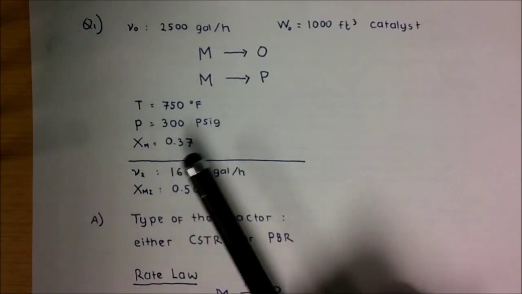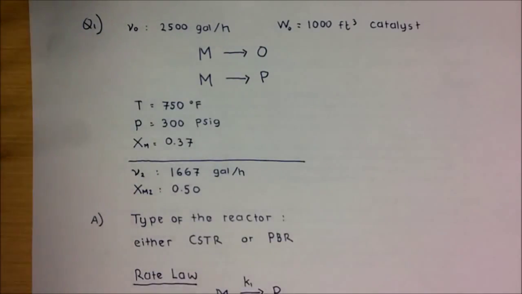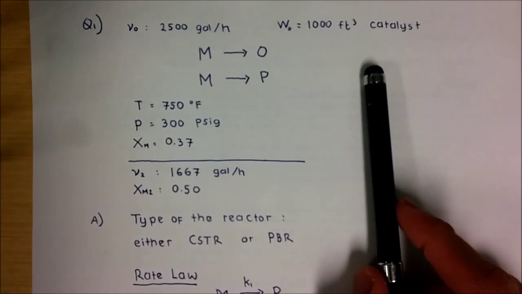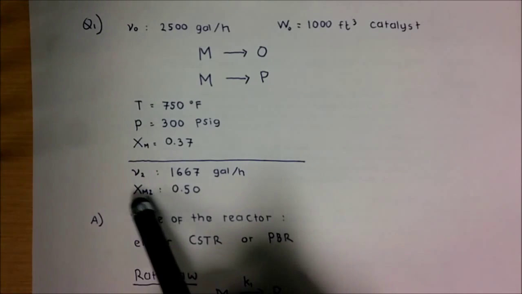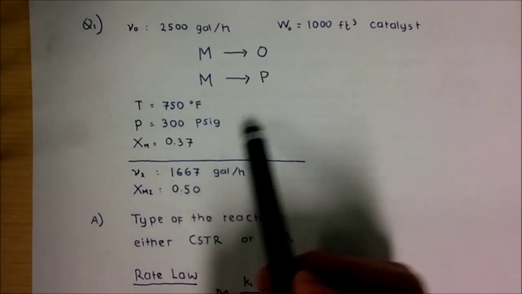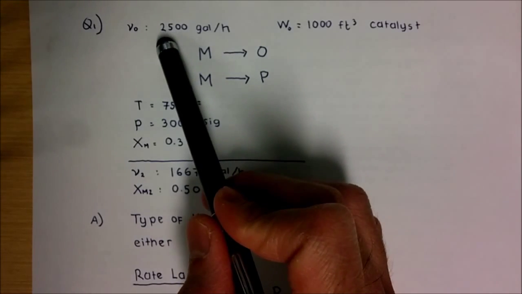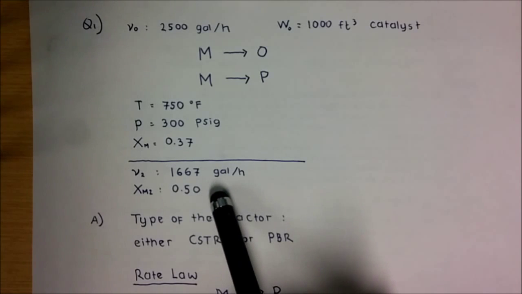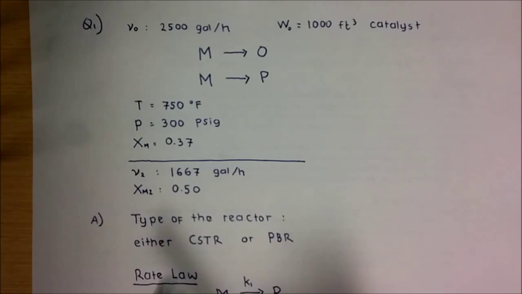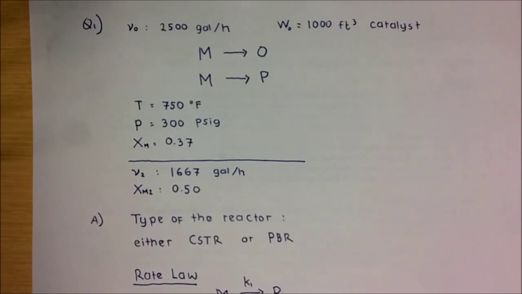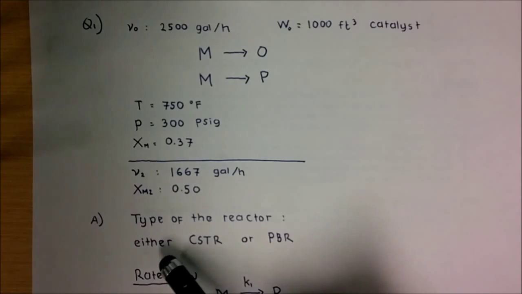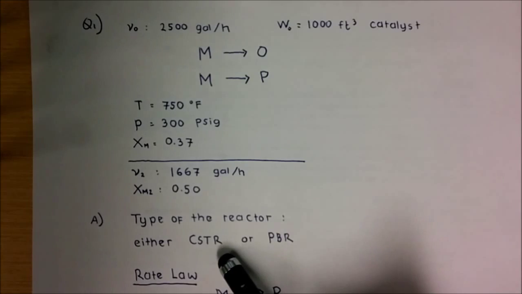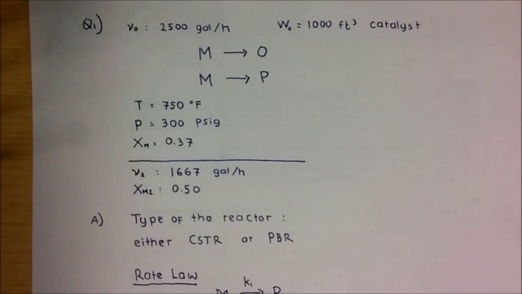In order to solve the problem, we need to list all the information that we have: the two types of the reaction, the volume of catalyst, and also the first condition, which is a volumetric flow rate of about 2500, and the second condition, which is about 1667 gallon per hour with the conversion of about 50%. In order to find out the type of the reactor, since we know that this is a flow reactor, it's going to be either a CSTR with catalyst or a PBR with catalyst.